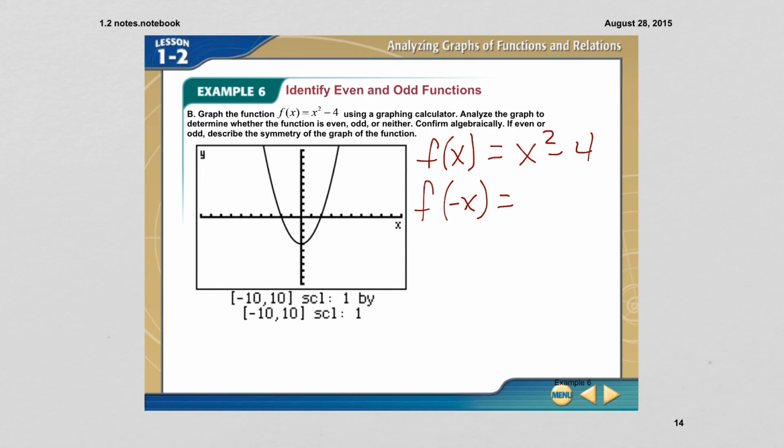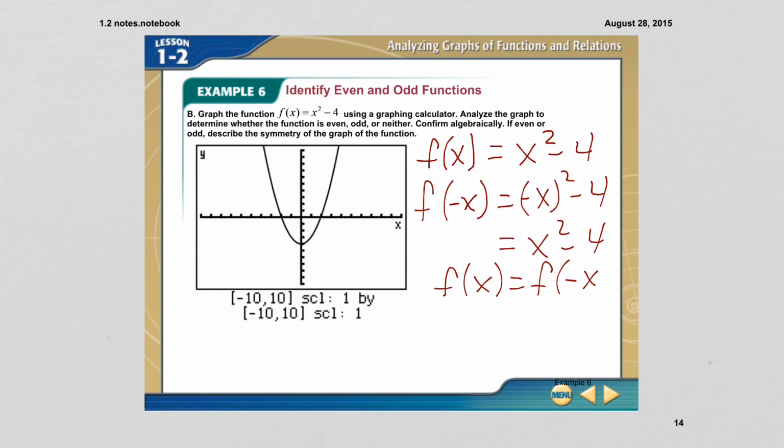Well, when I put negative x in there, I get x squared minus 4, which is exactly what f of x is. So f of x is equal to f of negative x. Therefore, we have an even function.